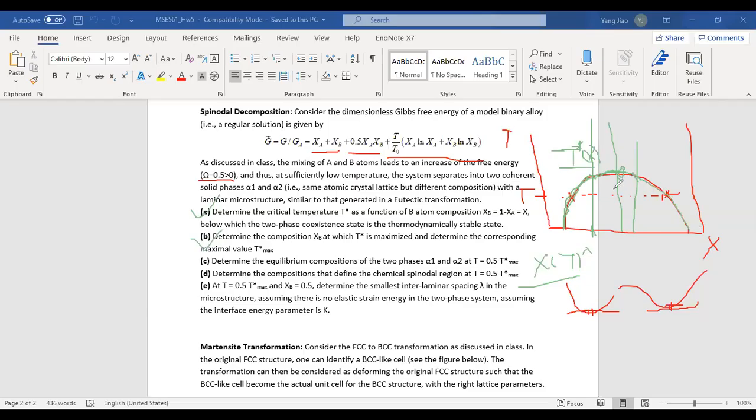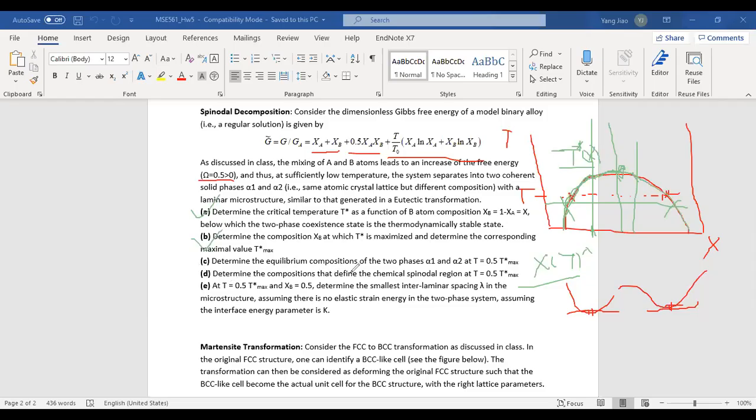Now, graphically, this is also the same thing, right? You have T star as a function of X. Clearly, this is when X equals a half, because of the symmetry of the system, you get the maximum T star, and you can plug in that value and find T star max. Okay, so this is that. Next, determine the equilibrium composition of the two phases at T equals 0.something times T star max, and this will be something here. Again, very straightforward. You plug in the value, and you can get numbers for these two. Okay, so that's that.